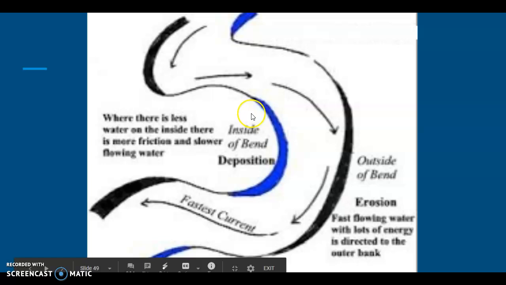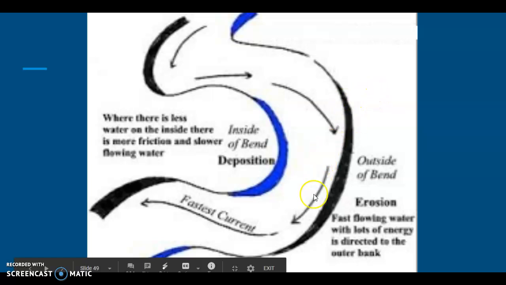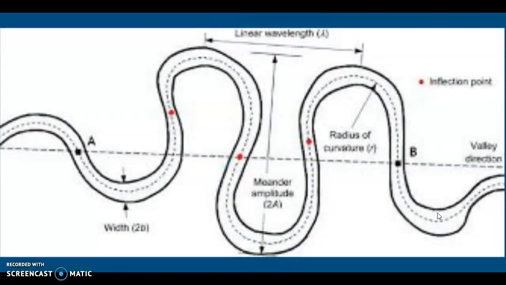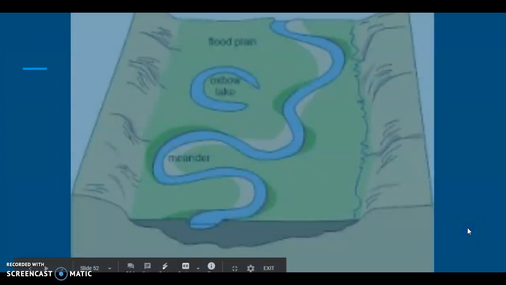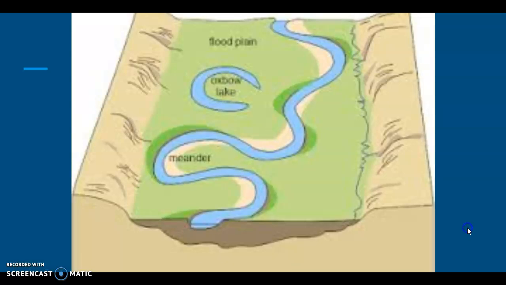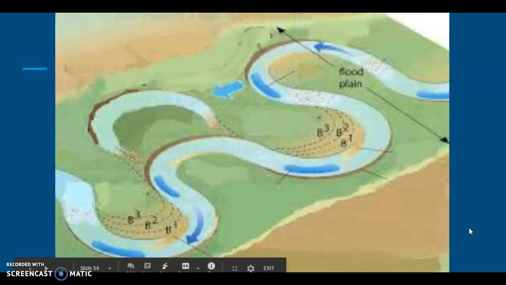So our inside bank of the meander sees deposition because the water travels more slowly here. The outside bank of the meander sees erosion because the river flows more quickly here. And we see meanders turning into oxbow lakes and how they might appear in a diagram. And would you be able to identify those?